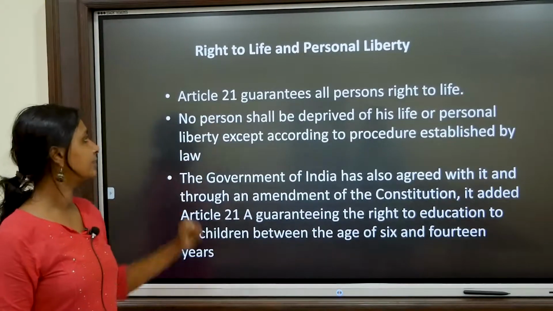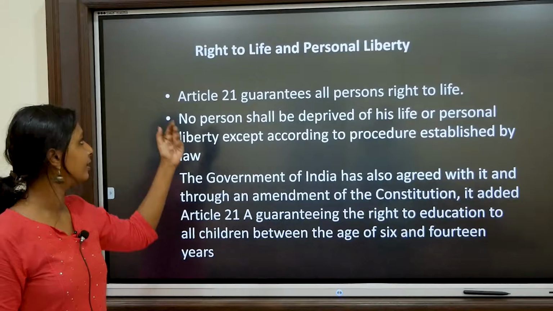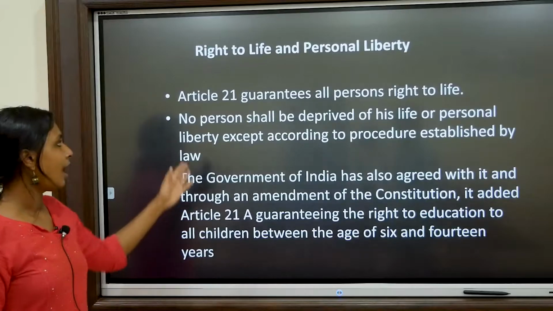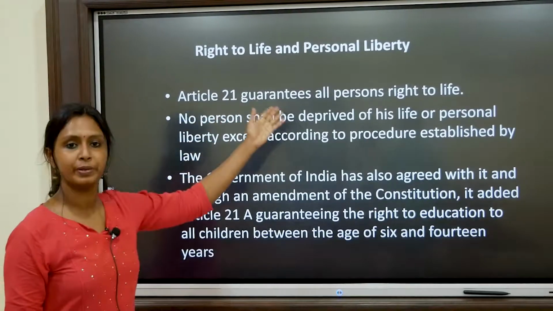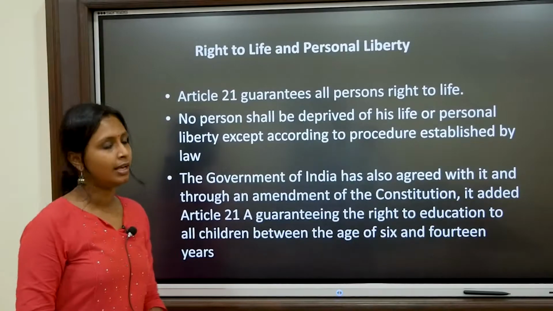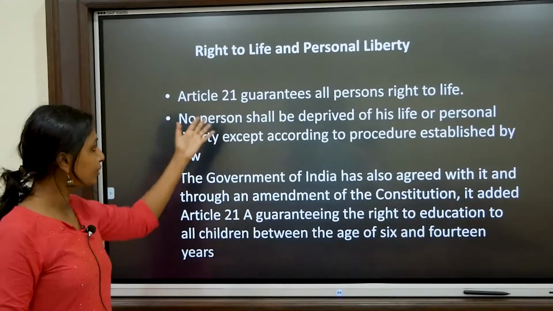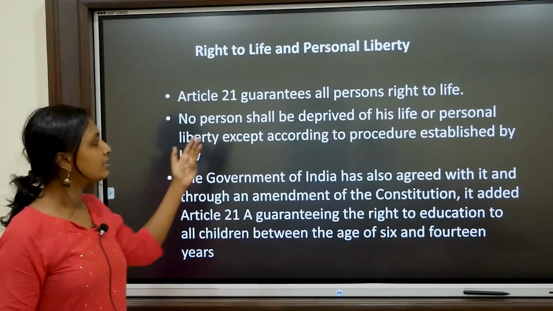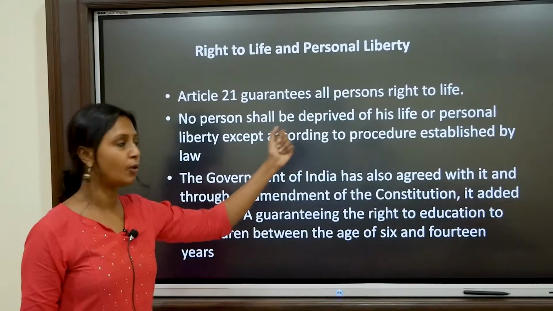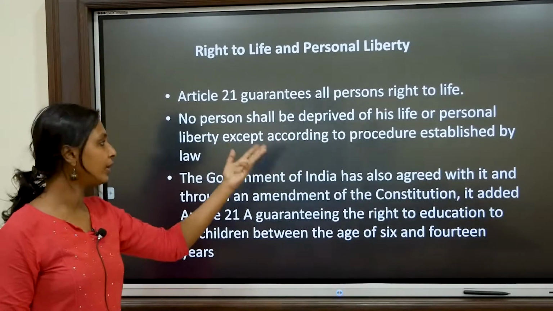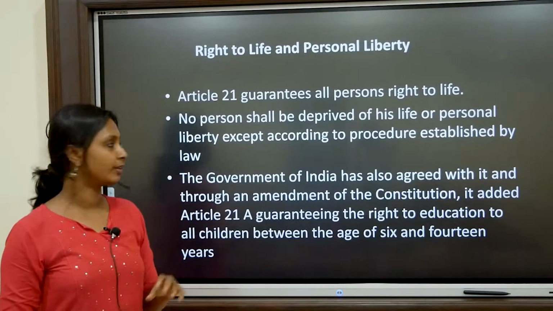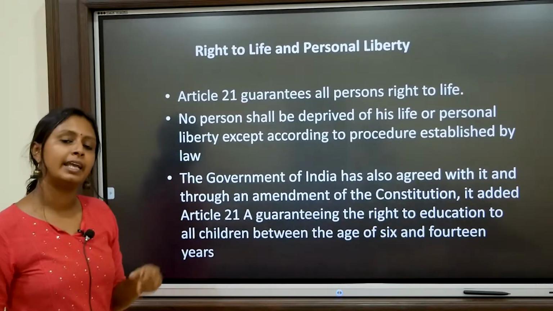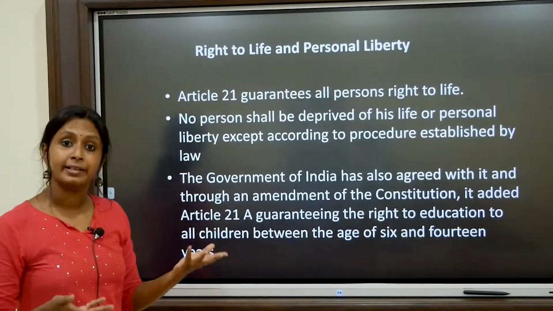Right to life and personal liberty. It is one of the important constitutional provisions related to human rights. Article 21 guarantees all persons the right to life. That is, no person shall be deprived of his life or personal liberty except according to procedure established by law. So every person in India is eligible to enjoy personal liberty.